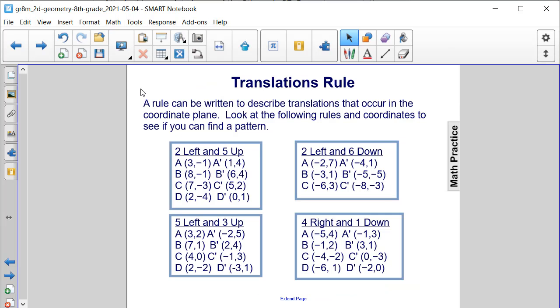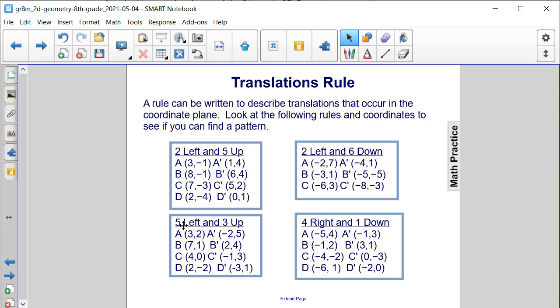A rule can be written to describe translations that occur in the coordinate plane. Look at the following rules and coordinates to see if you can find a pattern. So if we look at our first one, it went 2 units to the left and it went 5 units up. So it went from 3 to 1, 8 to 6, 7 to 5, 2 to 0. Notice the x-coordinate went down by 2 units. So left might mean subtraction with the x-coordinates.